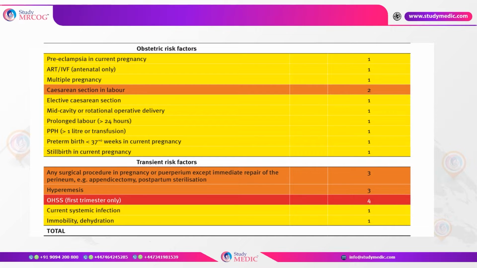Now OHSS, as you can see here, only in the first trimester it has a score of 4. So any woman who is undergoing IVF and develops OHSS needs to be given thromboprophylaxis only in the first trimester. After the first trimester, if she still has more risk factors, then you need to continue the thromboprophylaxis, otherwise it can be stopped.